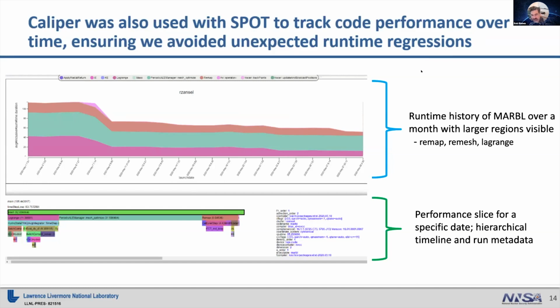With a tool like Spot, you can take arbitrary slices of this data. That would be the plot on the bottom. And you can use that to highlight places that need further improvement. In this example, the long green line was the mesh optimization that started to become the long pole in the tent. And so that led to a lot of the work in developing GPU performant mesh optimization in MFEM.